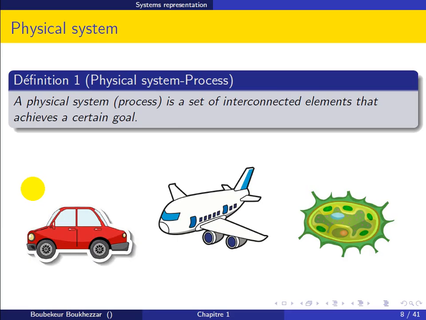For example, we have mechanical, electromechanical or mechatronic systems like a car or an aeroplane. We also have biological systems like a cell, which is a very complex system. So if we want to study one of these systems from an automatic control point of view, we have to focus only on one aspect of the system.